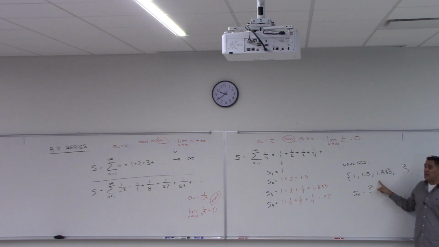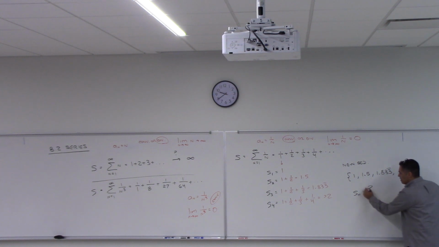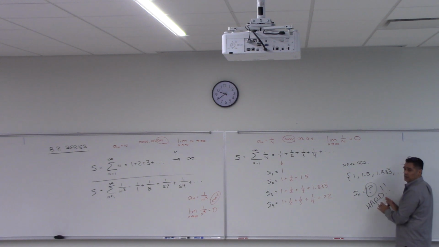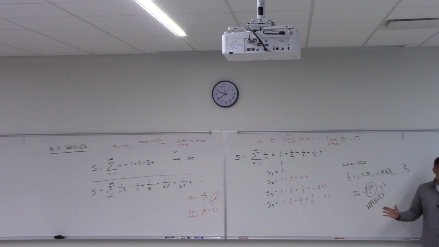No, and it's not easy to find. If we could find it, then all I do is take the limit of it and get an answer. But the problem is finding this is really hard. It's really hard to find a formula for S sub n in general. Some series we can do it, some we can't. Most we can't.